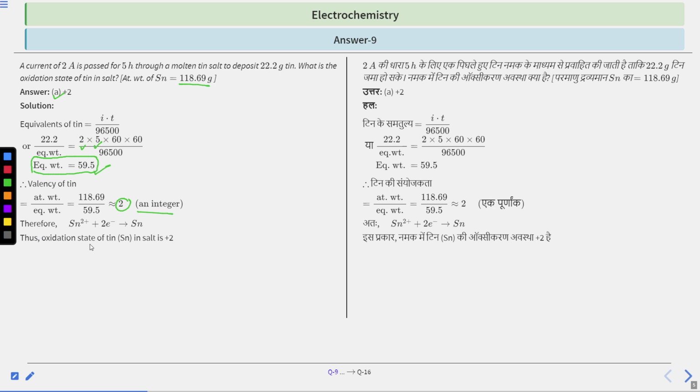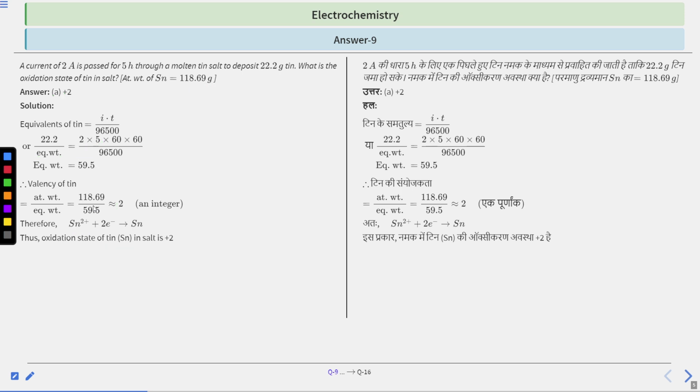Therefore, the reaction for the tin will be Sn2+ plus 2 electrons giving us Sn. So from Sn +2, it is going to Sn0. Reduction is happening. Thus, the oxidation state of tin in the salt is +2, as you can see here. So the final answer is option A, that is +2.